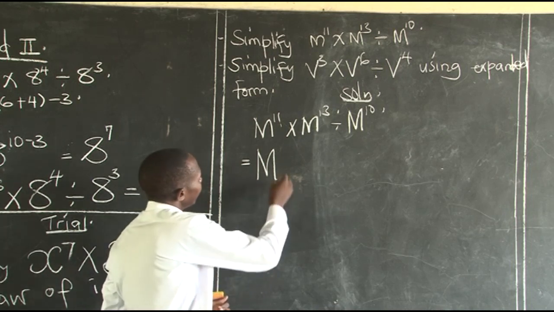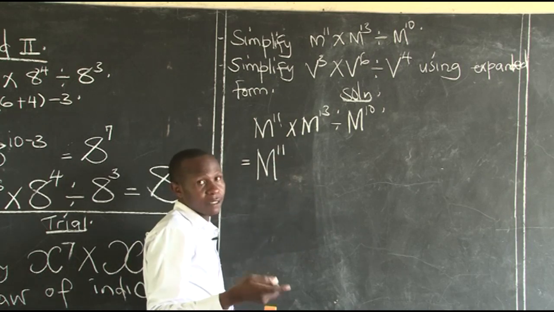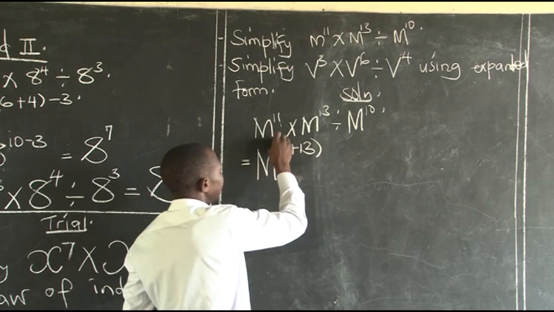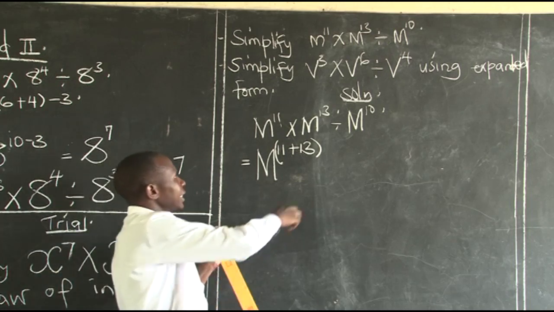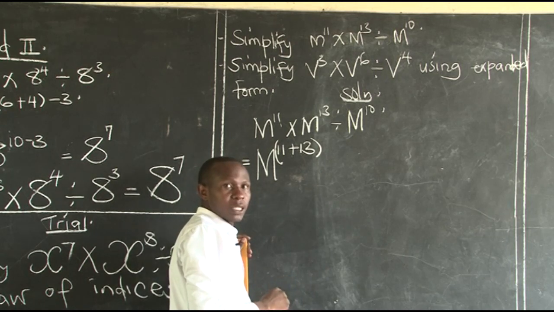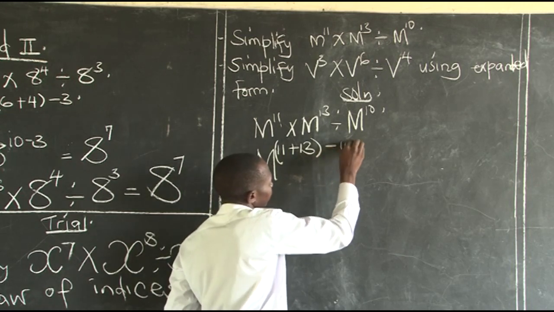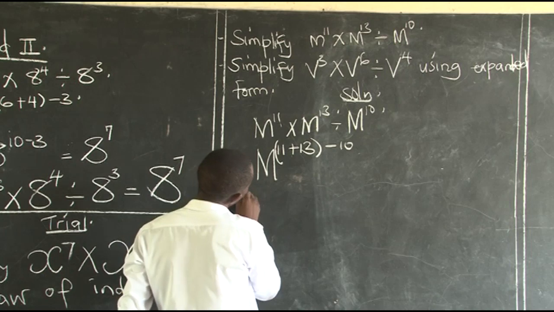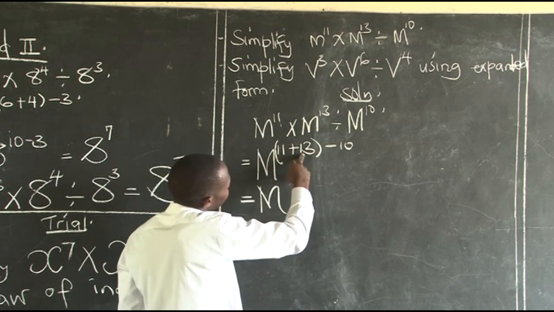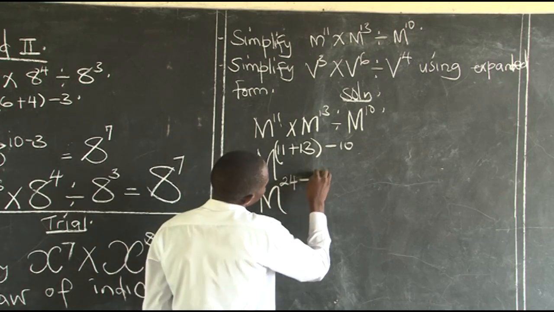So in this case, I'll have my power 11. Remember, we are multiplying. When you are multiplying, the law of indices says we add the powers. So we shall say plus 13. That is what the law of indices says. At the same time, it states that when you are dividing indices with the same bases, we subtract their powers. So we shall say minus 10. This will be equal to m to power 11 plus 13, which gives us 24, minus 10.